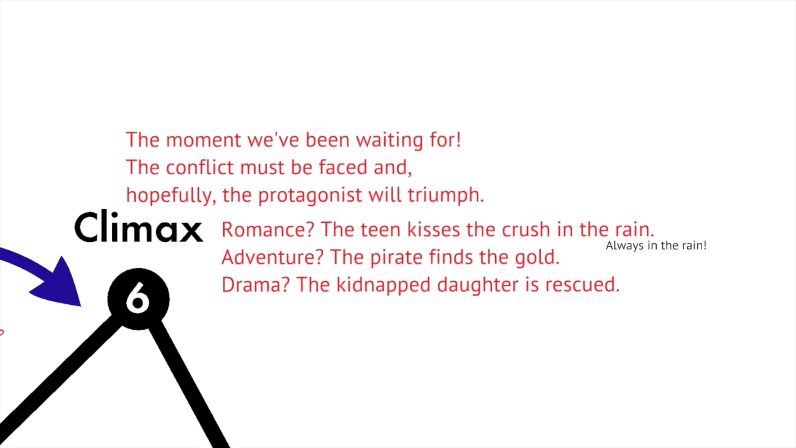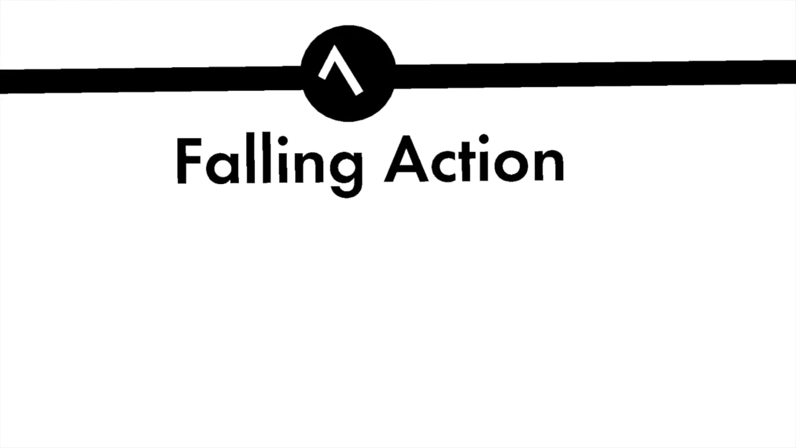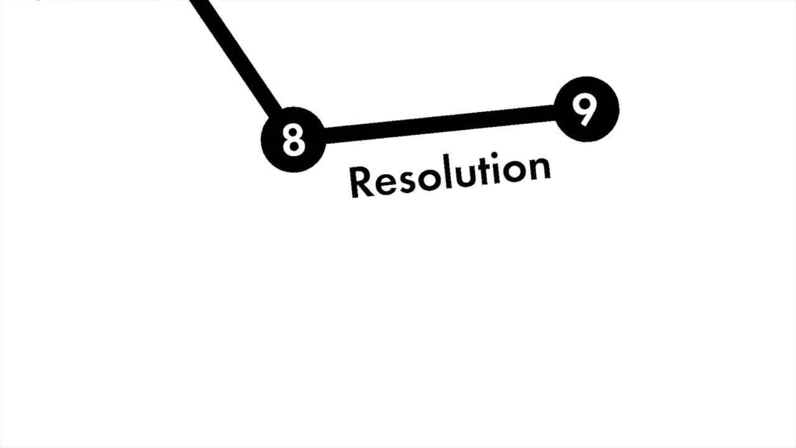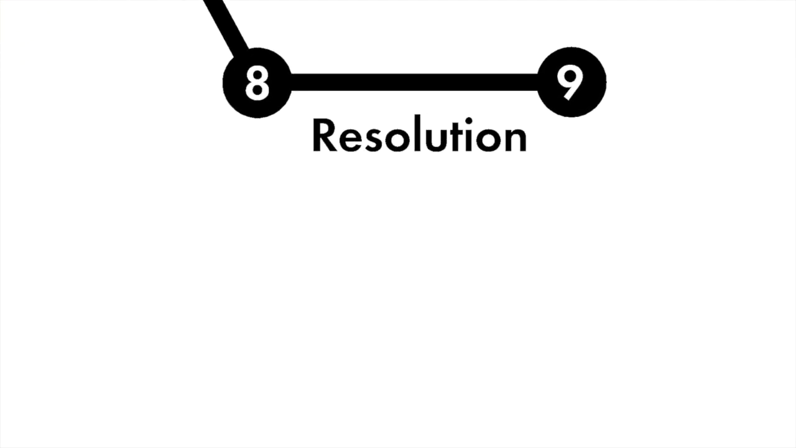But we're not done yet. Number 7 is falling action. So this is where all the loose ends of all the side plots or side characters are tied up. Like maybe you're wondering, hey, whatever happened to Uncle Jack? Well, we find out what happened to Uncle Jack in falling action in number 7. And then 8 is often the end of the story.